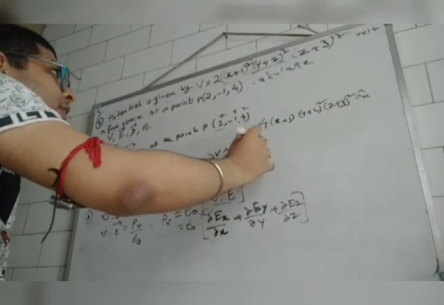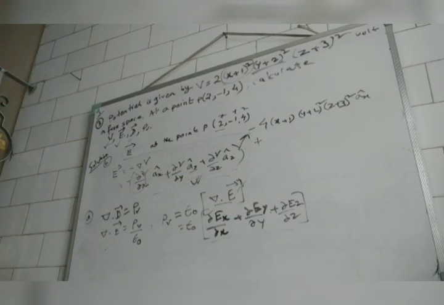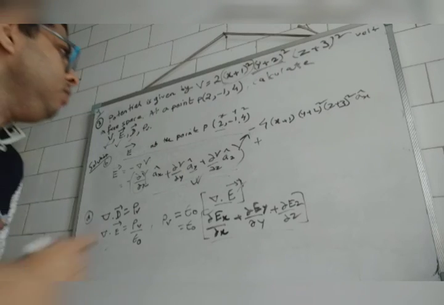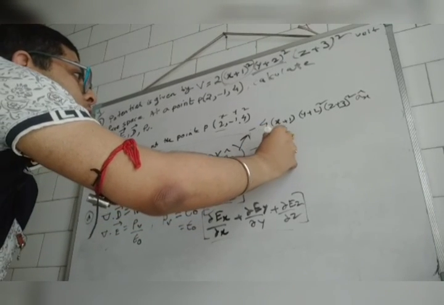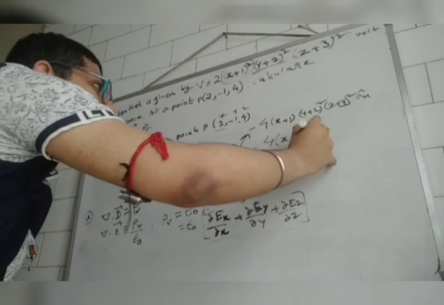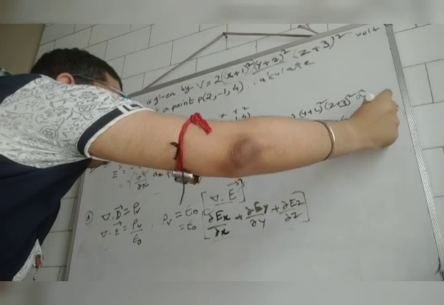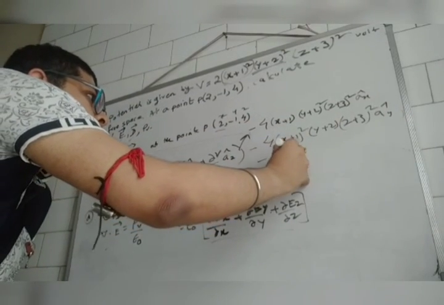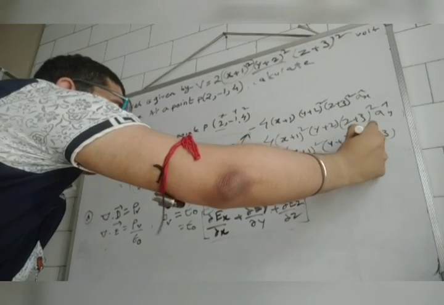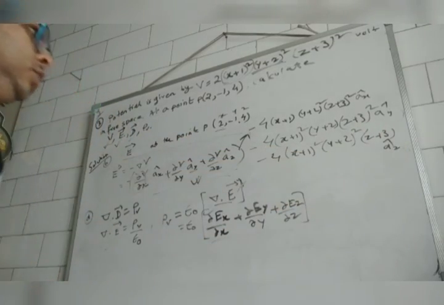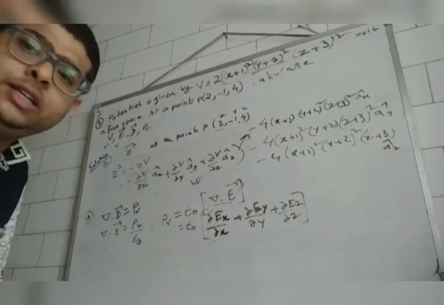And for this case, we will be having dV by dy, which will again have a minus. So this is minus 4 (x plus 1) whole square, (y plus 2) (z plus 3) whole square, Ay. And for this one, we have 4 (x plus 1) whole square, (y plus 2) whole square, (z plus 3), Az cap. This is what we have. So this is nothing but our Ex, this is our Ey, and this is our Ez.